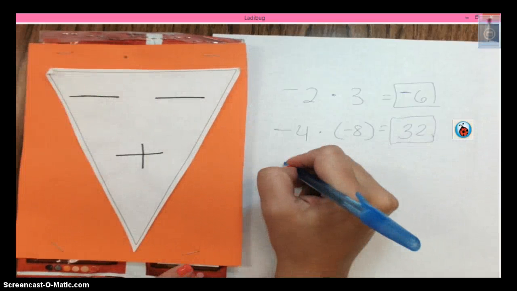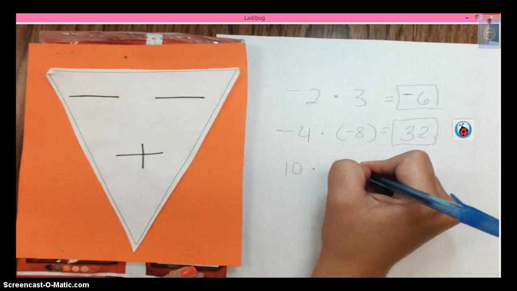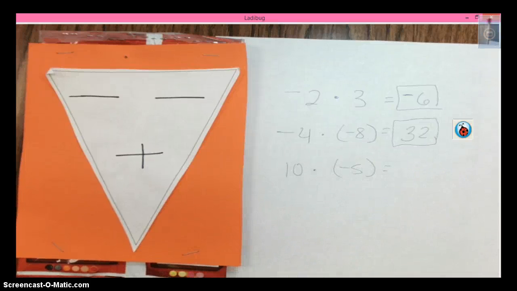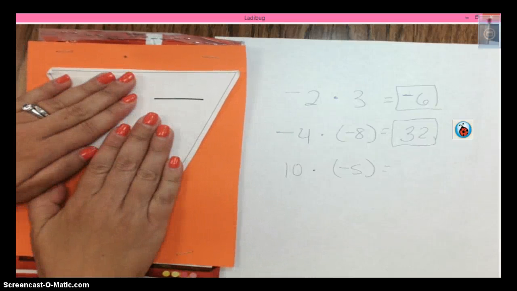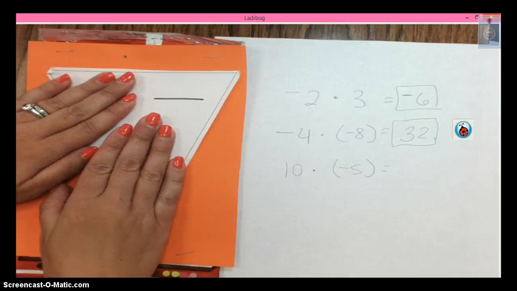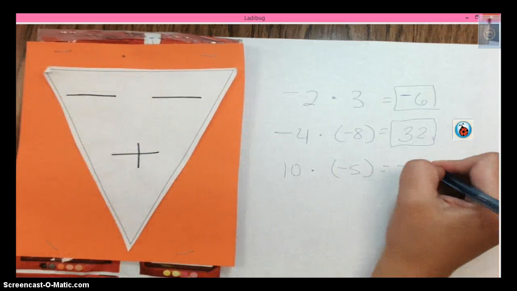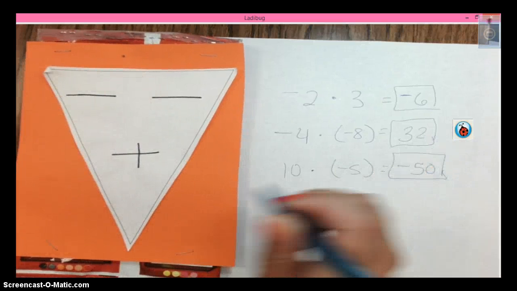If we have positive 10 times negative 5, what do we need to cover? The positive and the negative. What are we left with? Negative. That means our answer is negative 50.